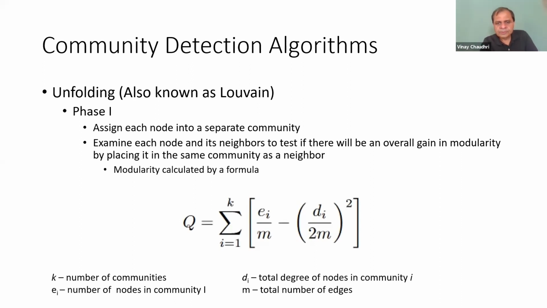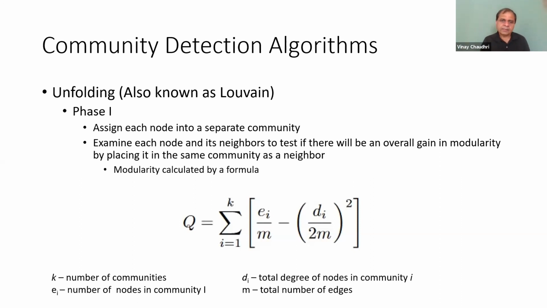And the way we compute the modularity score for each community is, in the first term, we are taking the number of nodes in the community and we are dividing it by total number of edges. And then in the second term here, we are taking the total degree of all the nodes in that community and we are dividing it by total number of edges. So that's a kind of a measure of how modular the graph is.